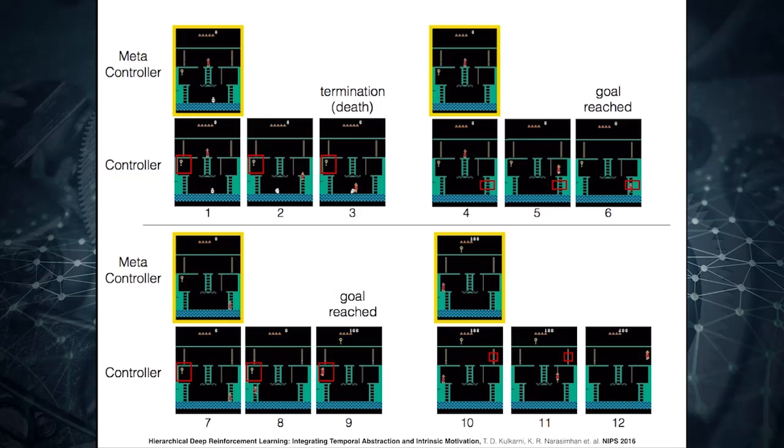The lower level controller doesn't get that, it dies, and it hands over control back to the meta controller. The meta controller then selects another goal, ladder. The lower level controller achieves it, okay. So now here, and this kind of a process keeps going on.